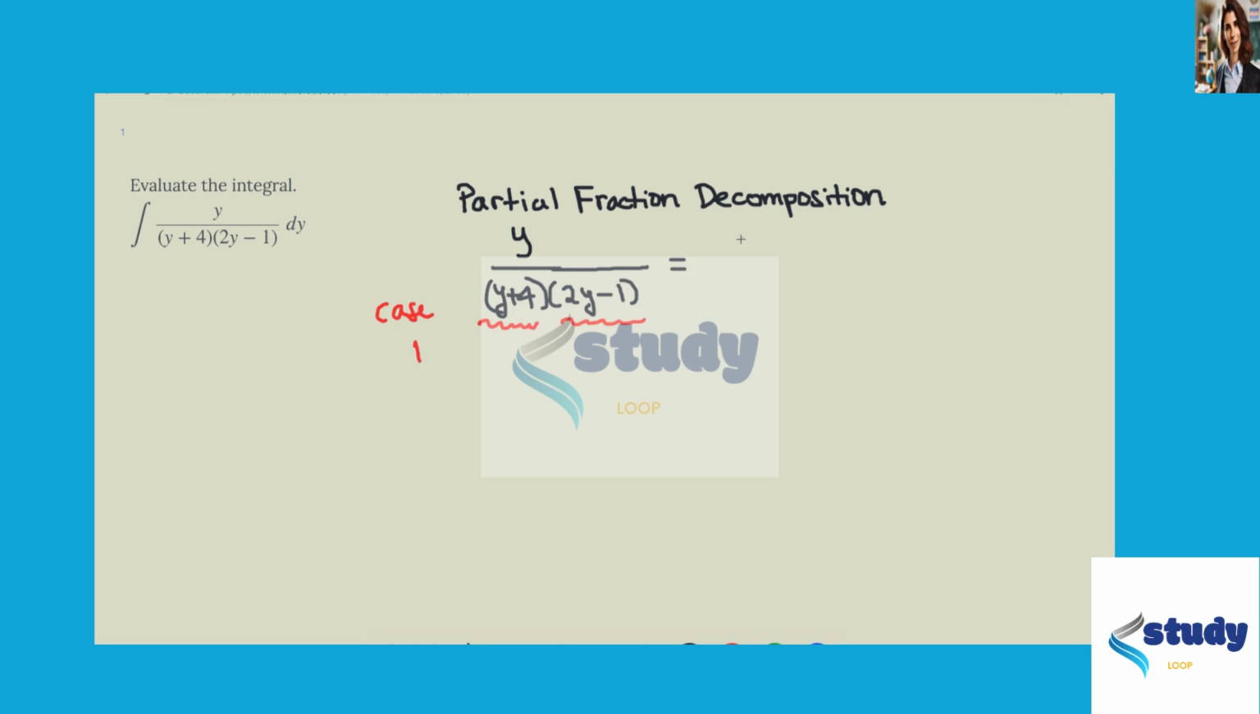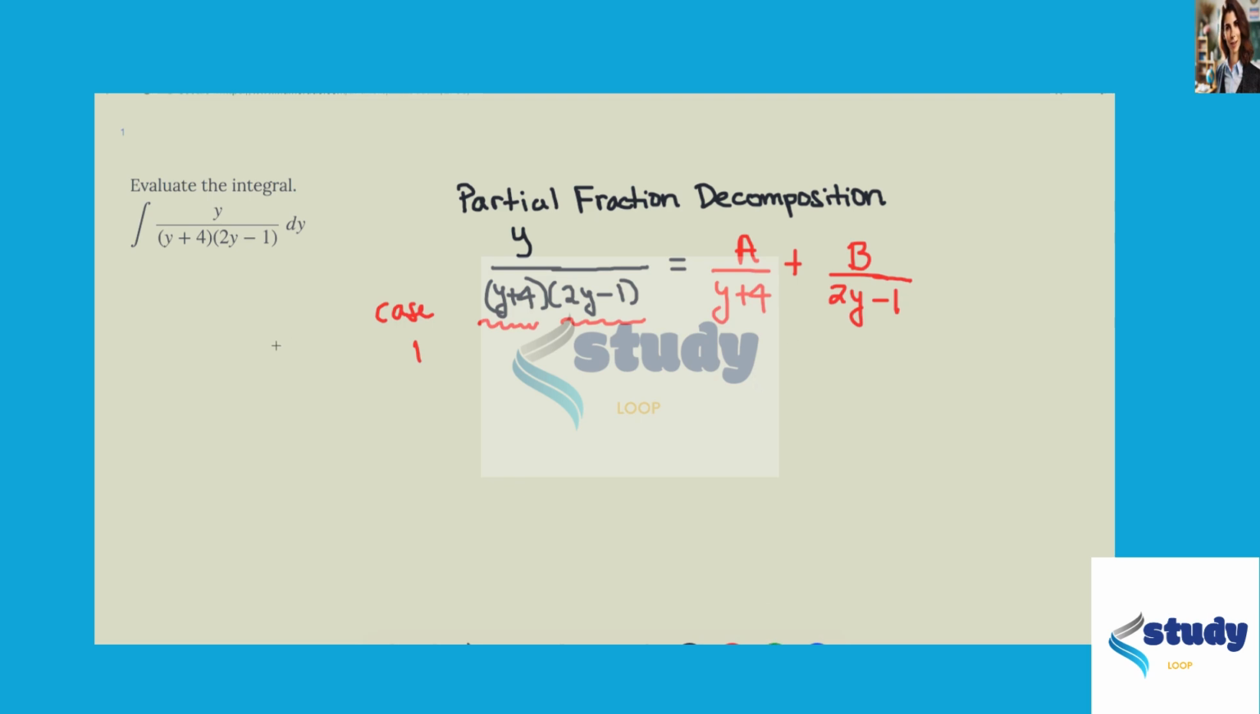So in this case, we have a constant a over y plus 4, and then another constant b over 2y minus 1. And then now we'll just have to find out what a and b are, and once we do, the right-hand side will be easier to integrate.